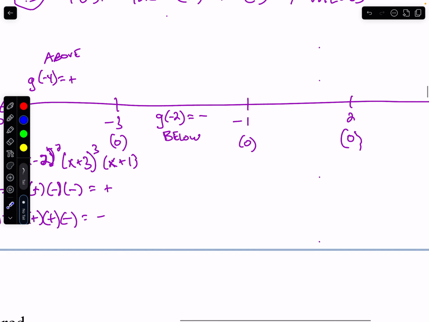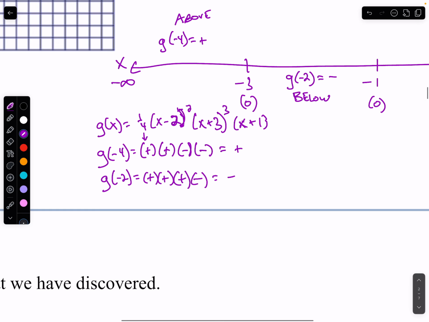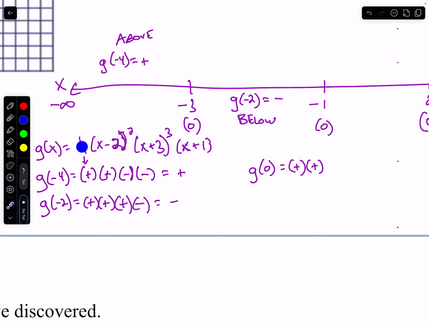Now we're going to see what happens at this one. I'm going to pick a value between -1 and 2. So I'm going to do g of 0. I know it's going to start off positive times positive, because once again, 1/4 is positive, and anything that I plug in here doesn't matter. Squared is positive. Now when I plug in 0, 0 plus 3 is positive, and a positive to the third is positive.